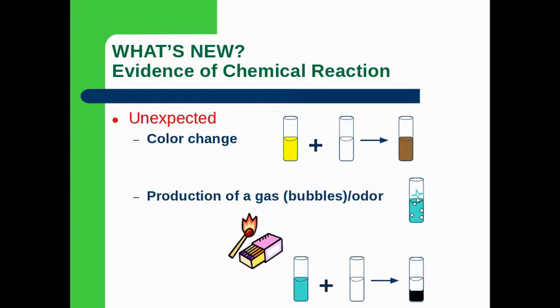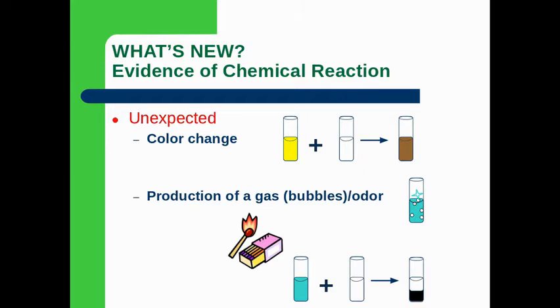Production of gas or bubbles, or sometimes that gas is in the form of an odor. And again, it's unexpected. If you put a beaker of water or a pan of water on the stove or on a Bunsen burner, it will heat up and the state will change from liquid to gas. That's expected. But if you put 2 room temperature chemicals together and all of a sudden they start bubbling, that's an unexpected production of gas and indicates a chemical reaction.